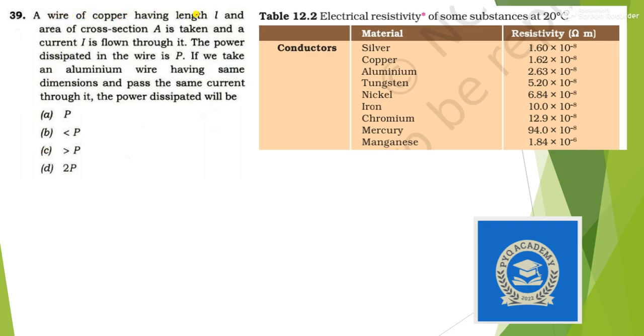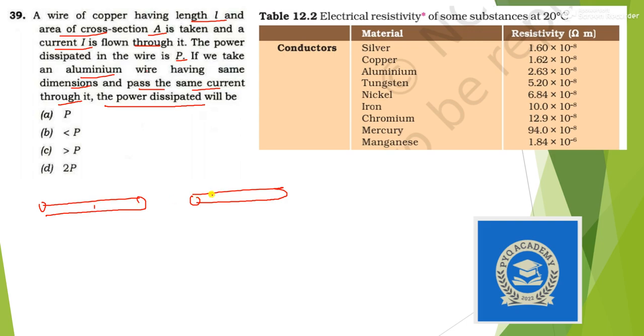A wire of copper having length L and cross-section area A is taken and a current I is passed through it. Then the power dissipated in the wire is P. If we take an aluminium wire having the same dimensions and pass the same current through it, then find the power dissipated. Okay, so there are two wires, wire 1 and wire 2. Wire 1 is made of copper and wire 2 is made of aluminium. Rest, both are of length L and area of cross-section A.